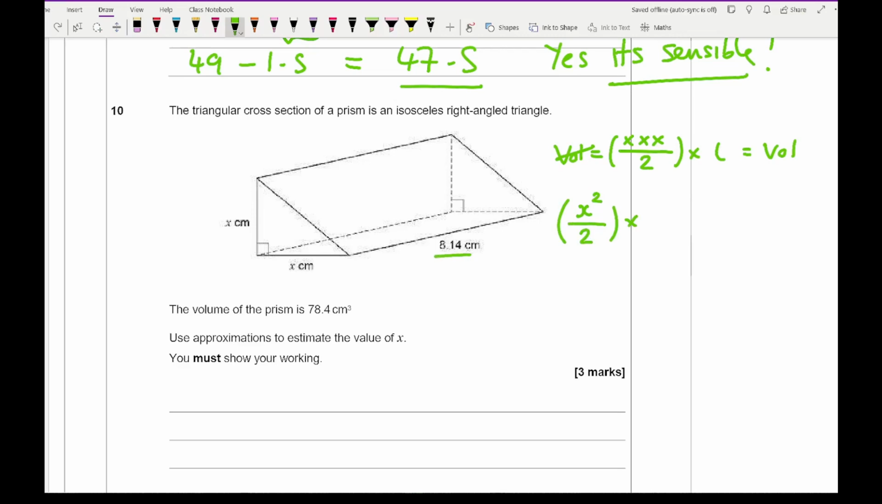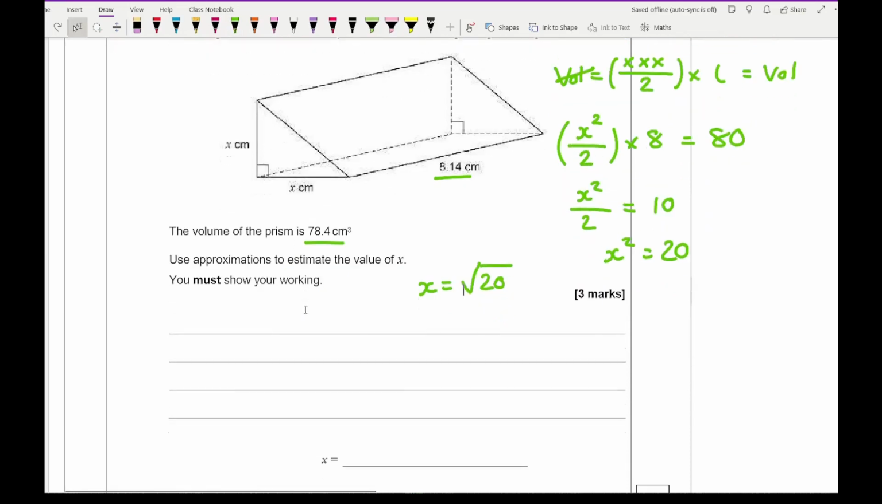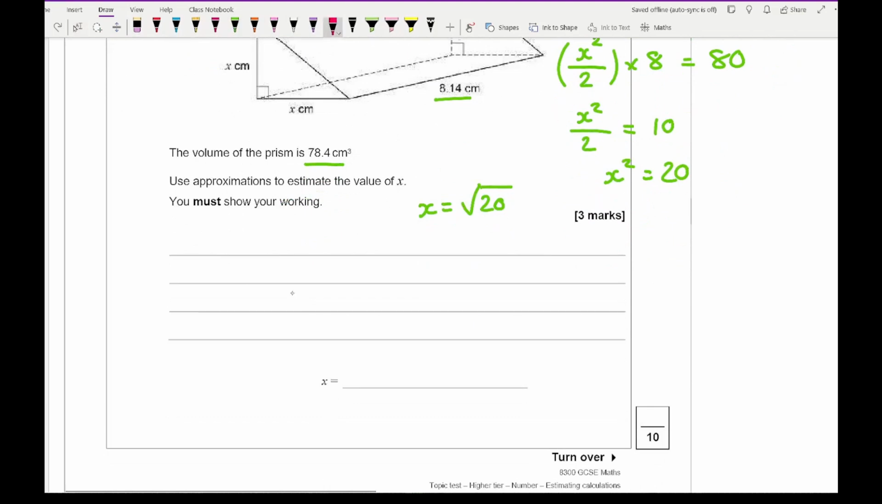Now if I round that length up to 1 sig fig, that becomes 8. And if I round the volume, that becomes 80. So then from this, if I take the 8 over to the other side, I end up with x squared divided by 2 equals 10. So x squared equals 20. So then x equals the square root of 20. So looking at this, which square number is closest to 20? Well, it's either going to be root 16 or root 25. This is 4 away, that's 5 away. So the closest answer is going to be root 16, which is 4.